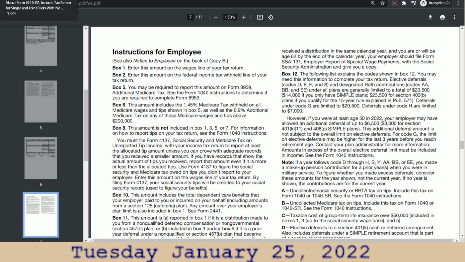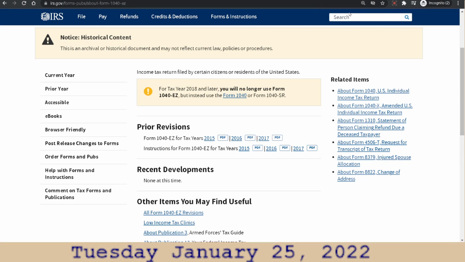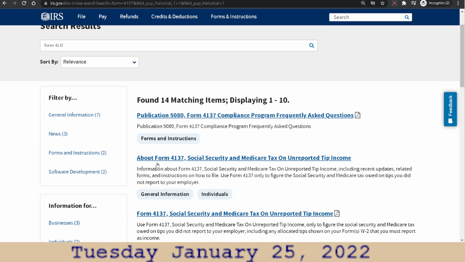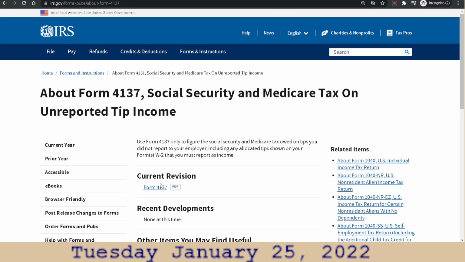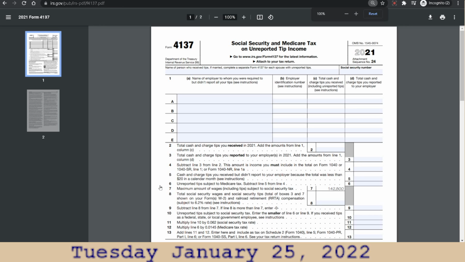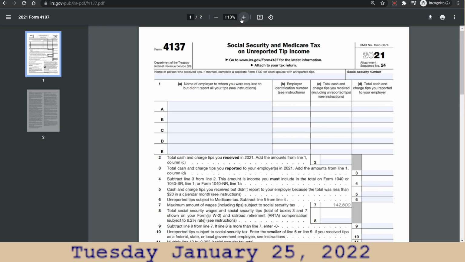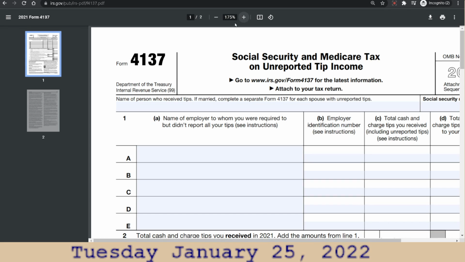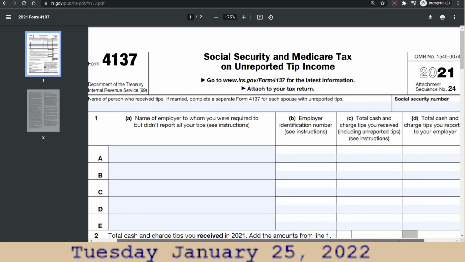So, Form 4137. Let's go here. Form 4137, right? And I'm going to click on that and take a look at it. There. Social Security and Medicare tax. So this is an actual form that people would fill out and include with their tax return.